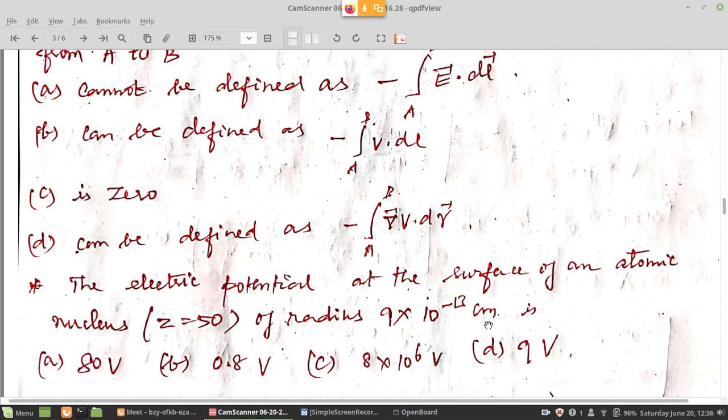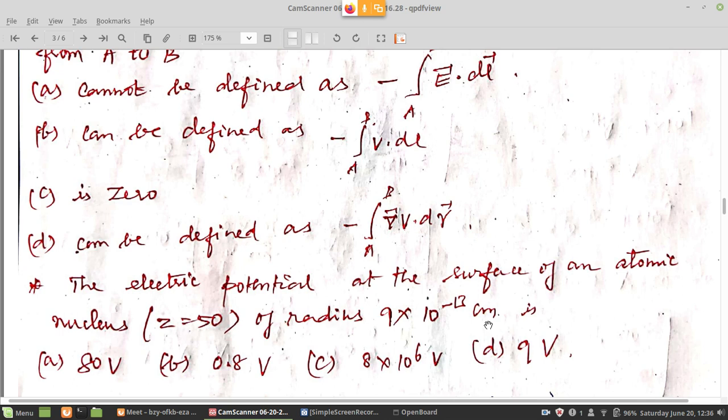Atomic number is 50. What is the meaning of atomic number being 50? 8 into 10 power minus... I think you have done some mistake in power only. Answer is correct. Your answer is correct. But I think you made a mistake in the power. Did you look at the choices? Already you have seen the choices, Kiran.